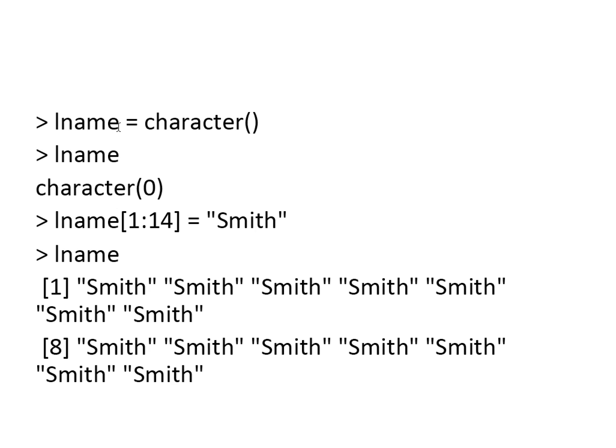Last name, L name, is an empty character. So if we look at it, it's null, right? It's empty, but it exists. Character of length 0. And then we would say, well, fill positions 1 to 14 in L name with Smith. Then it goes ahead and does it. So that's another way to solve the problem.